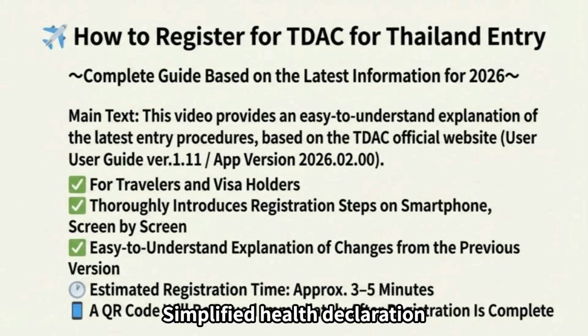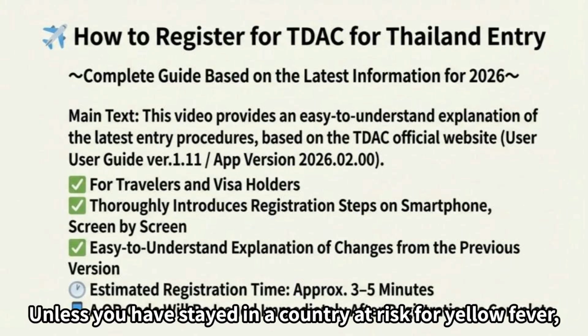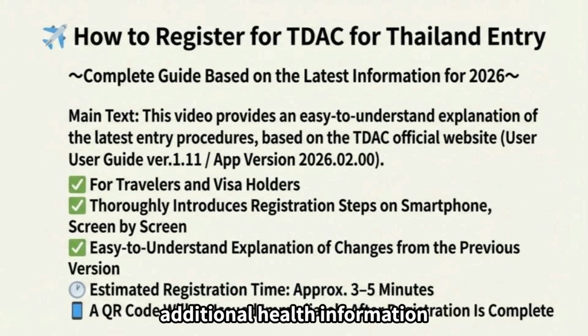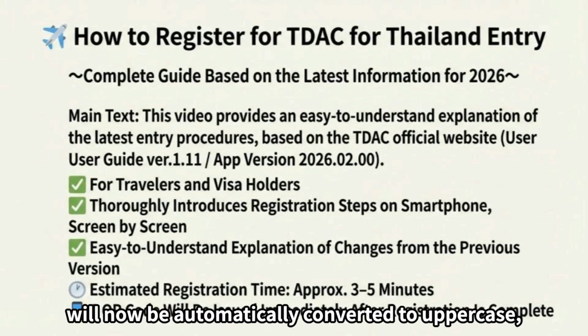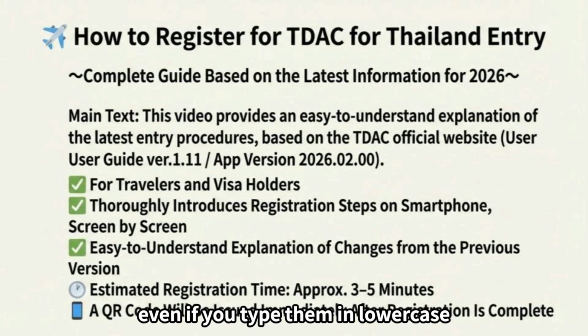Simplified health declaration. Unless you have stayed in a country at risk for yellow fever, you no longer need to provide additional health information. Case sensitivity improvements. You can now enter your address and email using lowercase letters. Automatic capitalization. Passport numbers will now be automatically converted to uppercase, even if you type them in lowercase.